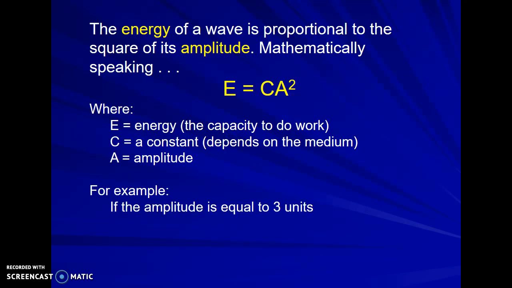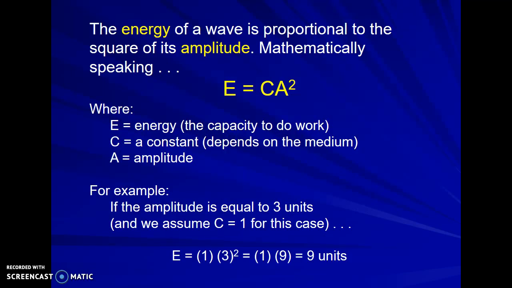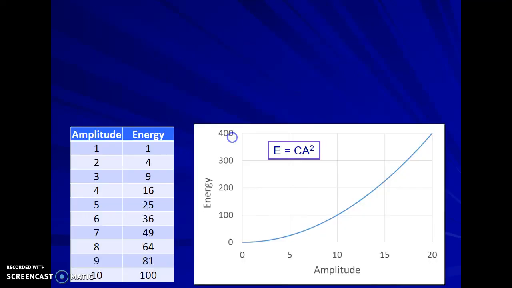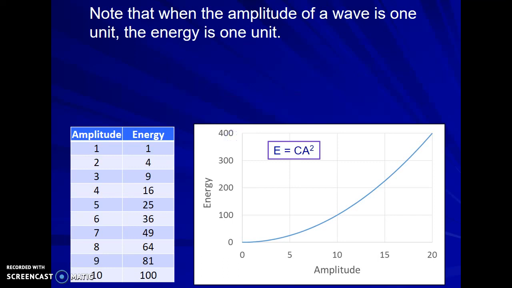So here's an example. If the amplitude is equal to 3 units, and we assume C is 1 for this case, you can calculate the energy by substituting the numbers that were just given. So you would have 1 times 3 squared, so that would be 1 times 9. So the energy would be 9 units. Note that when the amplitude of a wave is 1 unit, the energy is 1 unit. So you can see the relationship between the amplitude and energy of waves.